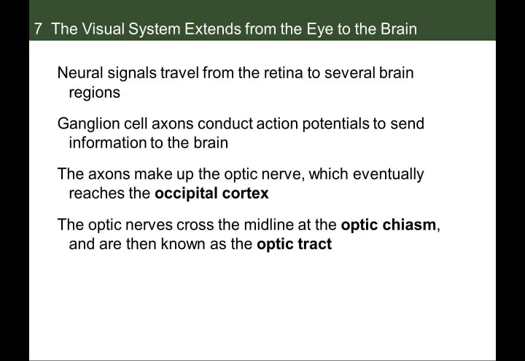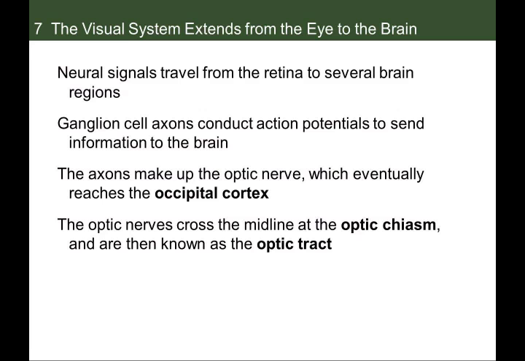Now, not all of the axons crisscross, right? Not all of them crisscross. A portion of them does not crisscross, meaning that it goes to the ipsilateral side of the brain. What does that mean? Ipsilateral side of the brain. Same side? Same side. Ipsi means same side. We did that in chapter 2, I think. Okay?